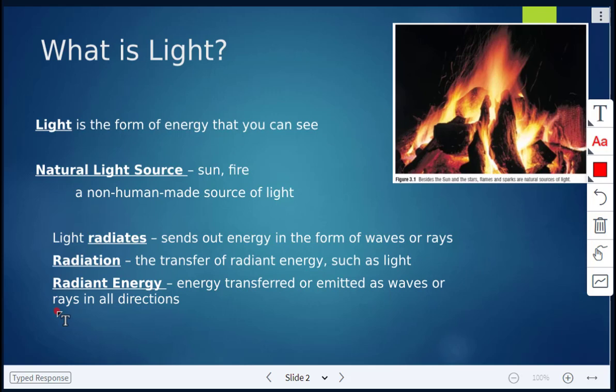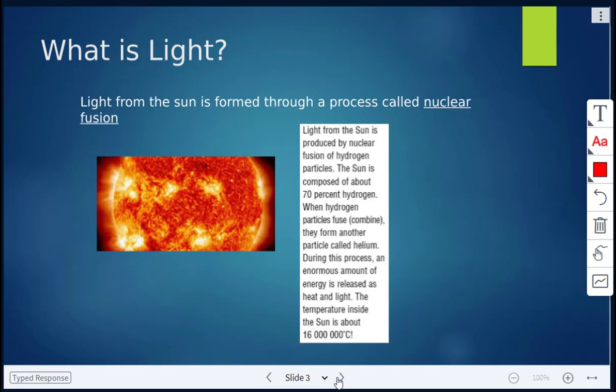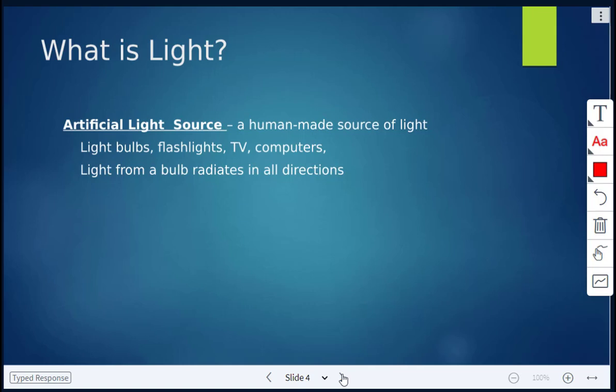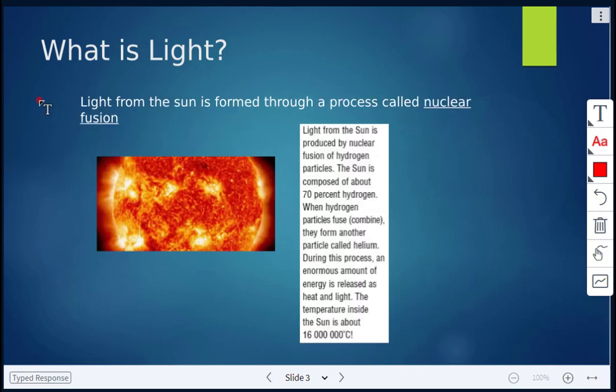All right, so right now we just talked about natural light source. We'll come back to this slide. I just wanted to compare it to an artificial light source. So an artificial light source is a human-made source of light. So for example, light bulbs, flashlights, TVs, computers. But keep in mind that the light from a bulb still radiates in all directions, just as we talked about with natural light. Here we're just looking at light from the sun. So again, that's the natural source of light from the sun.